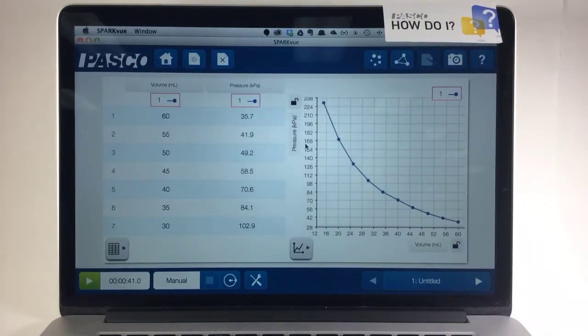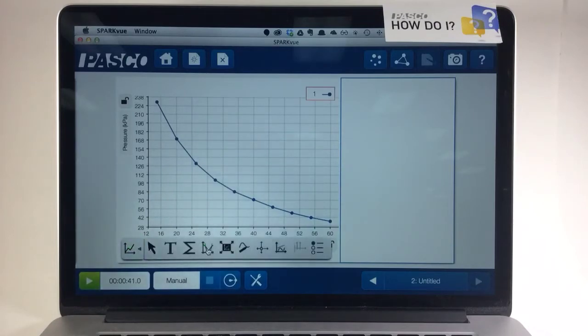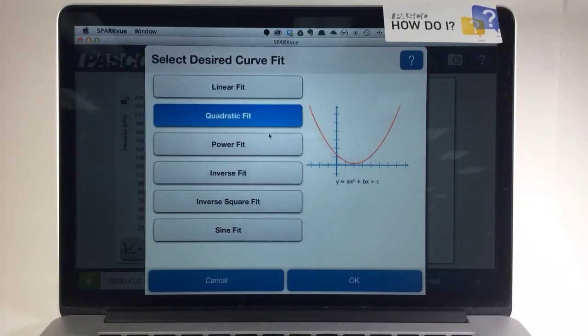To the right, I've plotted pressure in kilopascals versus volume in milliliters. And this graph is simply a larger form of that. So, how do I determine what relationship is implied between pressure and volume from my data? I'm going to open up the graph tools and select curve fits. I can choose whichever curve fit I think will best fit my data.